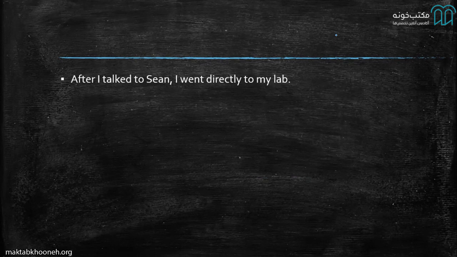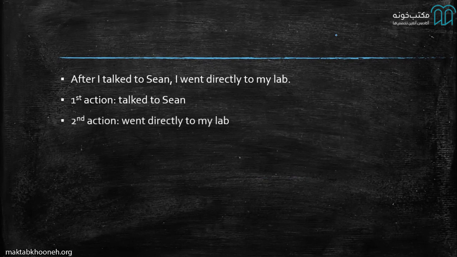Now, there are two actions. I'm using "after" and then one action, "after I talked to Sean." Then I'm using "I went directly to my lab" as the second action. So the first action is talk to Sean. The second action is went directly to my lab. Now, it's very clear that this is what's happening. Two actions, both in the past.